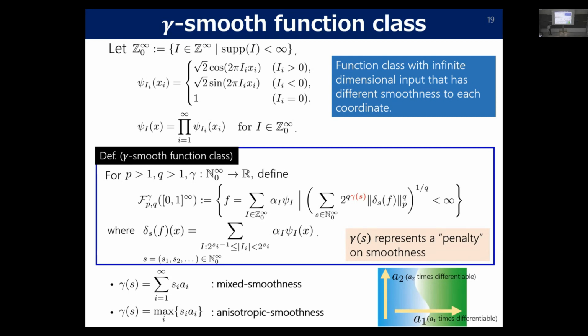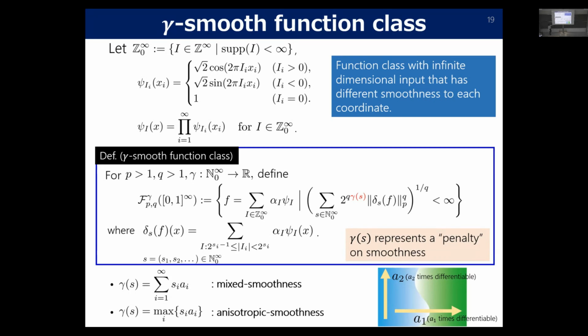So delta S f represents some subcomponent which has a frequency around 2 to the S_i, where S is an infinite sequence of natural numbers. We extract some frequency component like this. For each frequency component, we calculate its L^p norm with respect to the Lebesgue measure. Then we impose a penalty on the frequency, given by 2 to the gamma S, where gamma S is supposed to be monotonically increasing. As the frequency goes up, the penalty becomes larger, so the function f in this function class is guaranteed to be smooth.